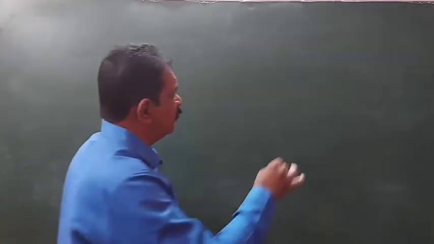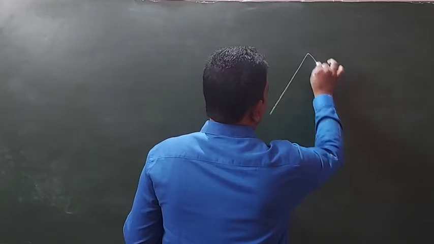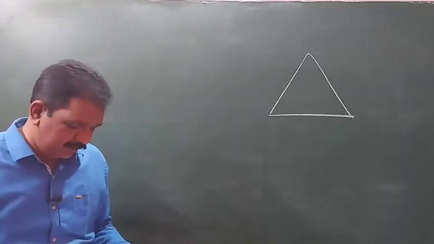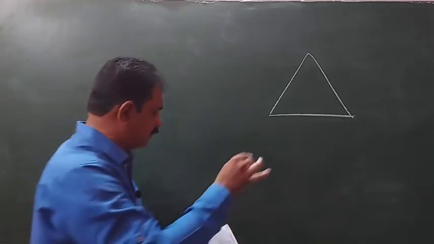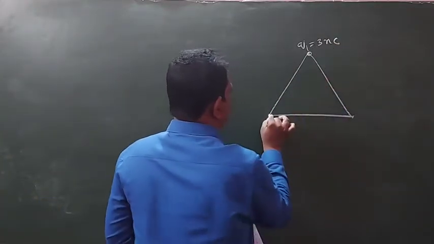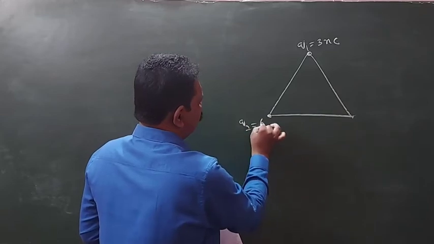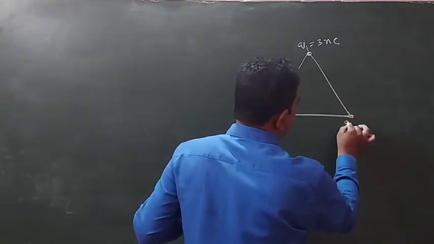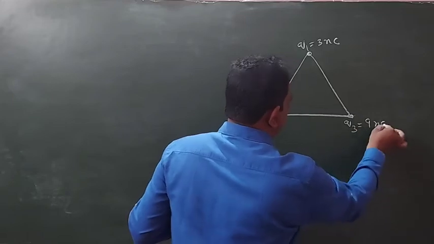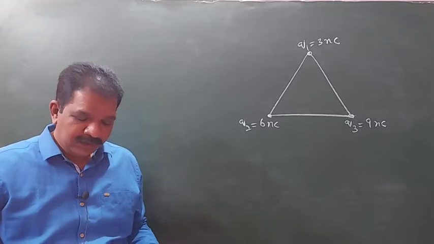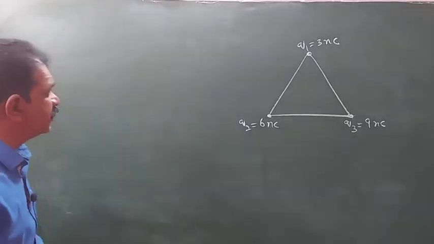So, what is that? See, there is an equilateral triangle. At the 3 corners of an equilateral triangle, 3 charges are placed. I am assuming it as Q1 3 nanocoulomb, Q2 6 nanocoulomb, Q3 9 nanocoulomb. Side is 0.1 meter. What is the potential energy of the system?